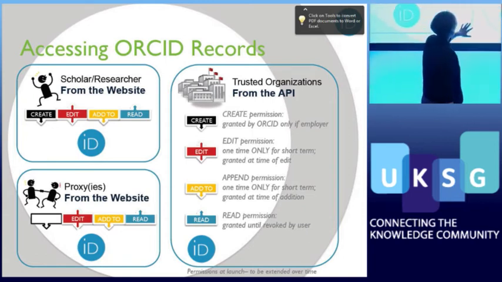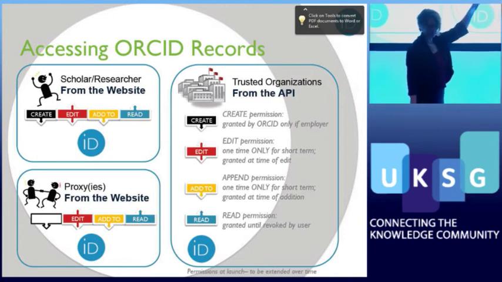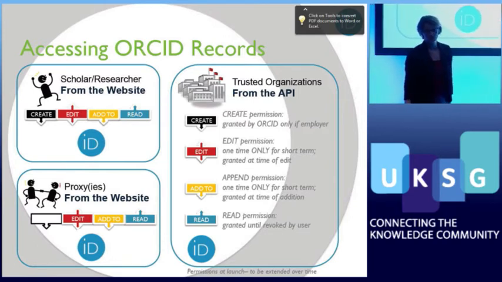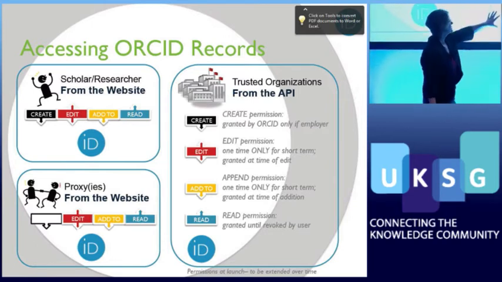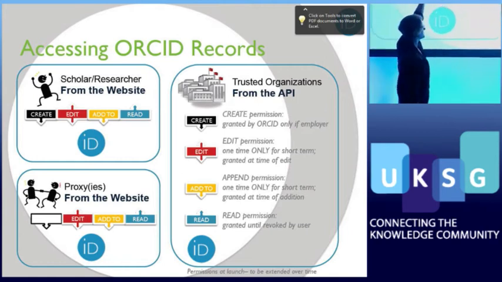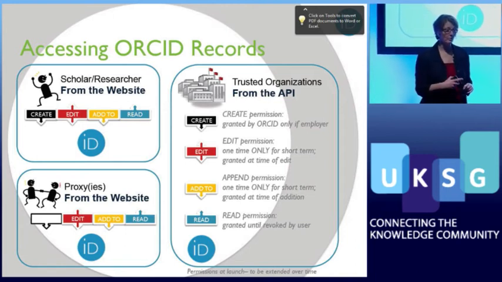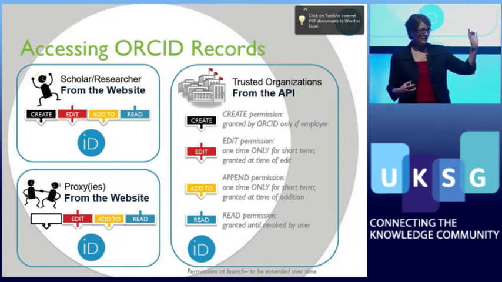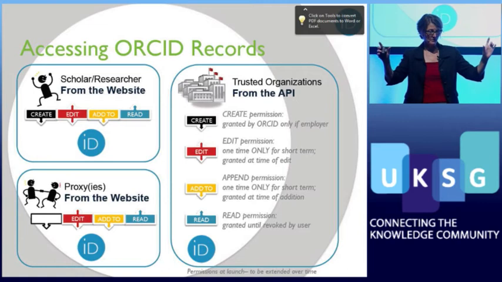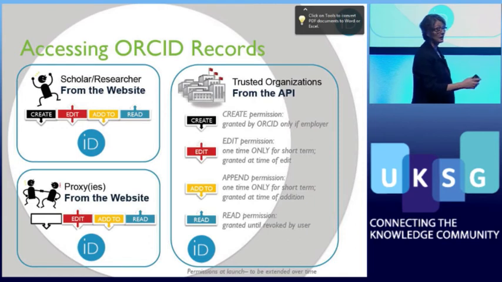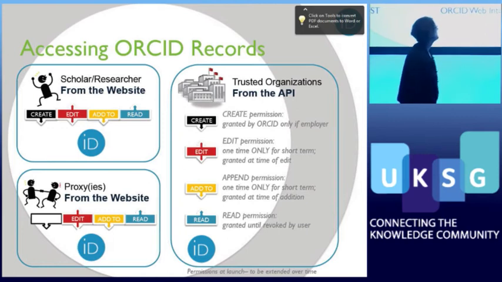We also have trusted organizations from the API. They can create if they're an employer, edit, add to, or read if they're a trusted organization. Now, if they're a trusted organization, to read, this scholar has to have said it's okay. Every single transaction we do, so for example, when an individual decides they want to link their ORCID record to their researcher ID record, the researcher has to okay that explicitly in the transaction. So it's not just something that happens, you have to say it's okay. It comes back to privacy and handling of privacy in the record. So this is the basic, how do we access the records?